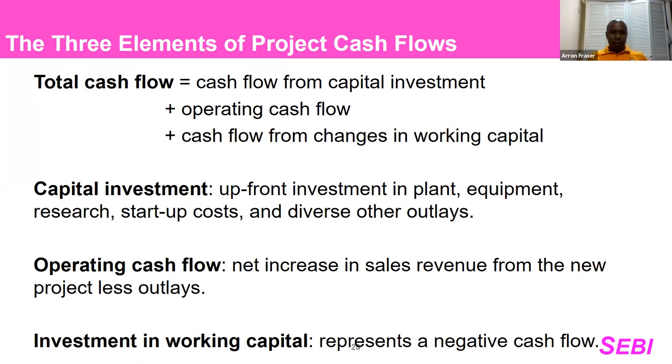So that's it for the three elements of project cash flows, right? Capital investment is investment in property, plant, equipment. And I explained operating cash flows from the revenue from sales, from new project outlays, less whatever costs you have to incur. And then investment in working capital is just you physically putting money into the business to ensure that you can pay your bills when they become due. That is also treated as a negative cash flow. So if you have to put more money into the business, that is treated as a negative cash flow.